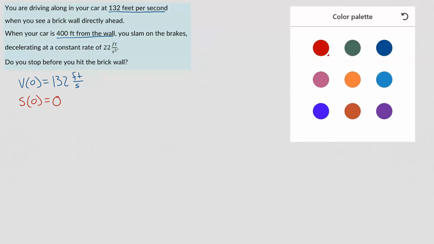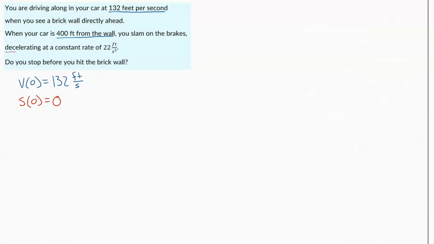Then the last bit of data comes from the fact that we're decelerating. So notice that acceleration term at a constant rate of 22 feet per second squared. That second squared piece right there should really tell you that you're looking at an acceleration. So what we know right now is our acceleration is a constant amount, and it's a negative 22 feet per second squared.